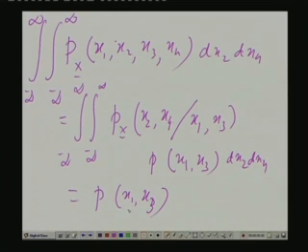That means, if the probability density function of all these random variables is integrated with respect to some of the random variables, then what we get is the joint probability density function for the rest of the variables. Okay.